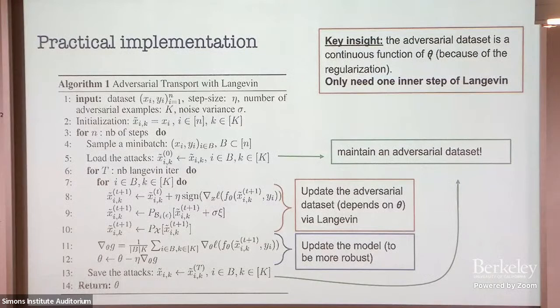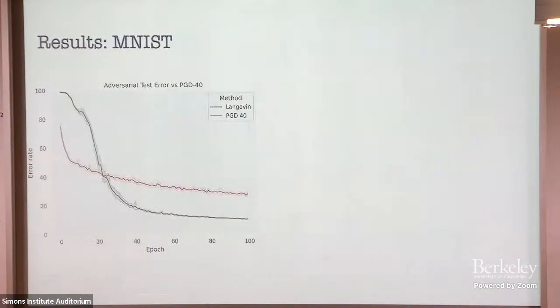So as our model trains, our adversarial distribution slightly changes, and so we can do these alternated steps in order to update each other. And we save a lot of time because now we only need 1 or 2 inner steps of Langevin instead of like 20 or 30 in practice to update our adversarial examples. So, I mean, all this wouldn't be interesting if it didn't work in practice.